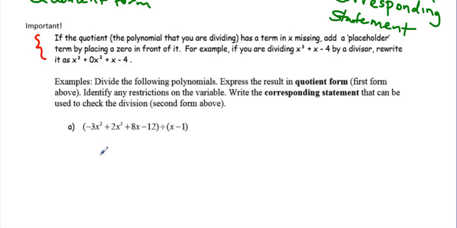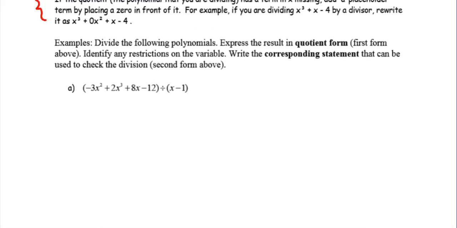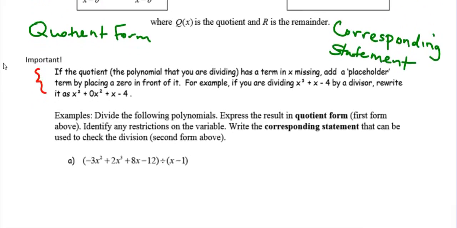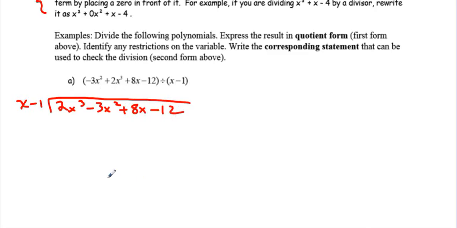It says divide the polynomials, express the result in quotient form, and then write the corresponding statement. And we're going to state any restrictions as well. Oh, there it is. I couldn't see it. Okay, so let's get started here. So again, we're just going to write our x minus 1. And then we're going to make sure we rearrange this. So we're going to put 2x cubed first, minus 3x squared, plus 8x, minus 12. Okay, so I've got one of each exponent. That's good. All right, so let's kickstart this off.